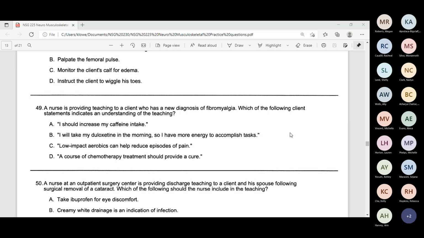B, even if I didn't know what duloxetine is, it's actually a medication for anxiety and depression, having more energy to accomplish tasks. With fibromyalgia, it's more about pain. And then of course a treatment could provide a cure. Anytime it says providing a cure for something, that's a big red flag as well. So yeah, low impact aerobics. We want to keep them moving, keep the joints mobile, but reducing pain.